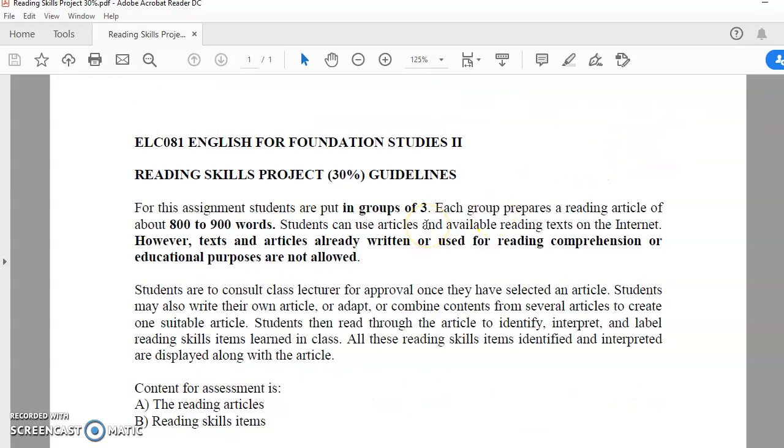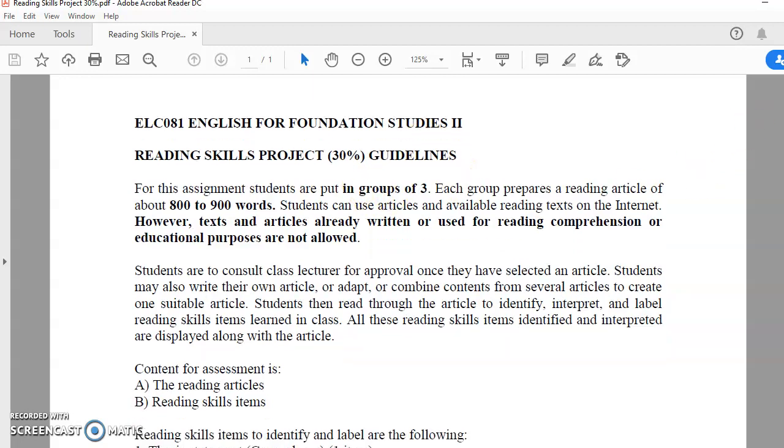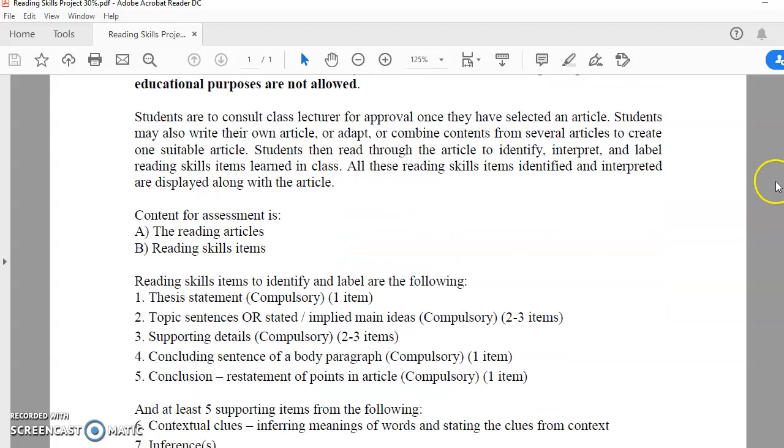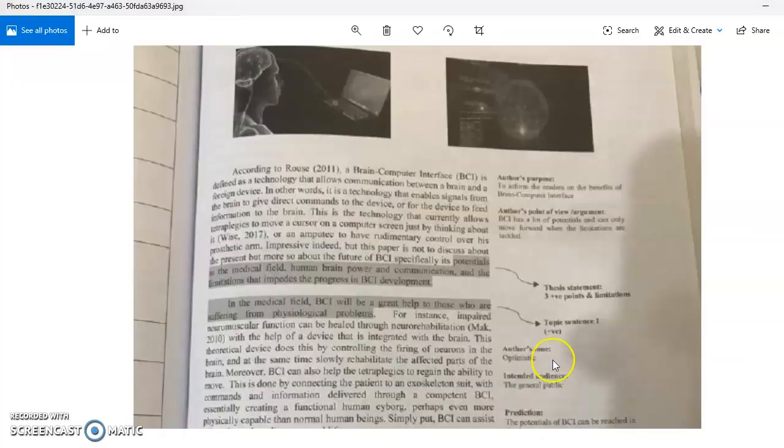Okay, hopefully everyone is in good health, and hopefully you are working on your RSP. Now, some students have contacted me and asked about the RSP. They are confused about whether the item should be highlighted and then labeled, or just labeled without any highlighting.